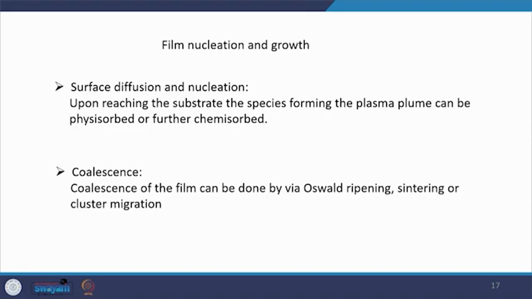So, upon reaching the substrate, these species which formed the plasma can physisorb or chemisorb, and then the coalescence of the thin film will take place via Ostwald ripening or maybe sintering or cluster migration. So, one has to further sinter, or maybe do annealing, so that these materials have enough energy to diffuse onto the substrate, and it can form a good quality thin film.